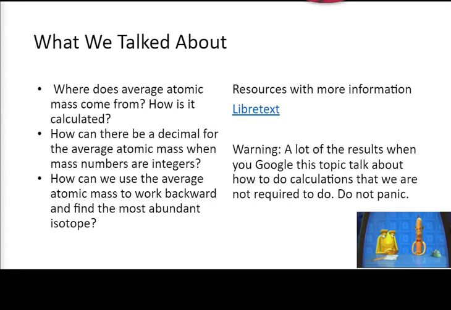All right, folks, so today in this lecture video we talked about where average atomic mass comes from and how it is calculated, even though you won't be asked to calculate it on a test or quiz. We also talked about why there are decimal values for average atomic mass, even though all of the mass numbers have to be integers. And finally, we talked about how you can use the average atomic mass to work backward and find the most abundant isotope.